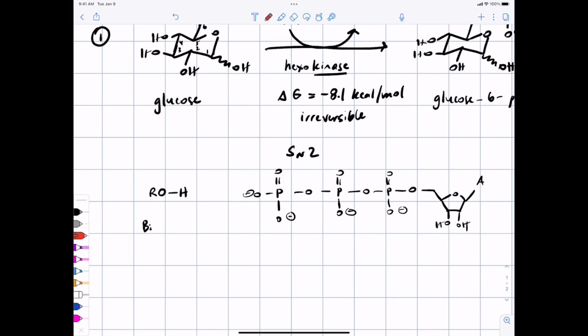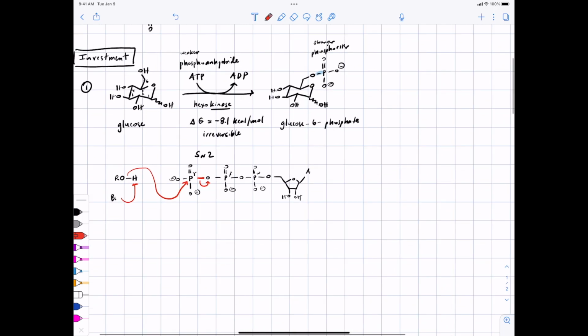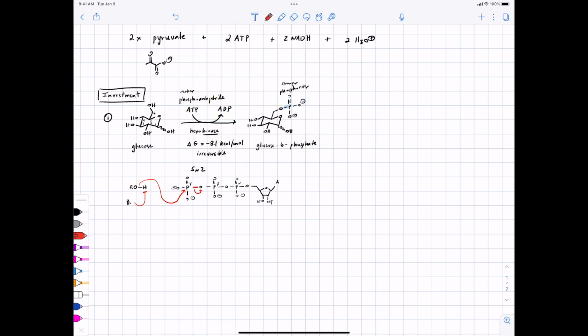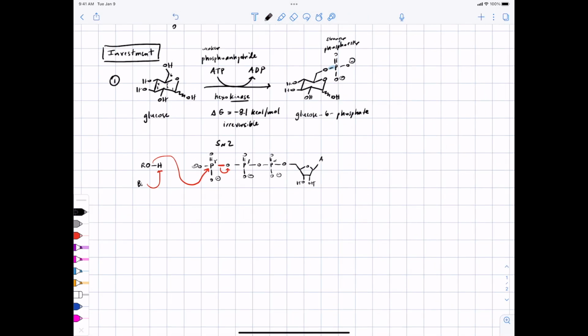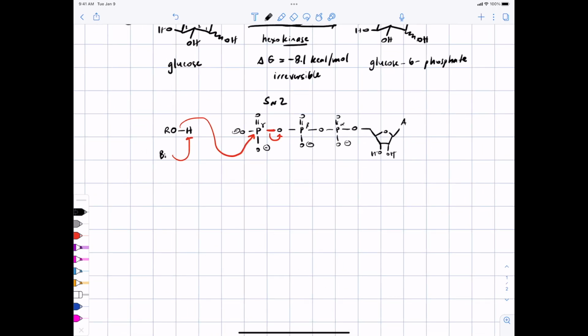Basically, we'll have some enzyme remove the proton from the hydroxyl group of the sugar, and we'll attack the gamma, remember alpha, beta, gamma phosphate groups of ATP, and we will break this weak phosphoanhydride bond. We're going to see a number of steps that are like that. We probably won't draw that mechanistic step again, simply because it's going to be very similar. Okay, questions about that step?